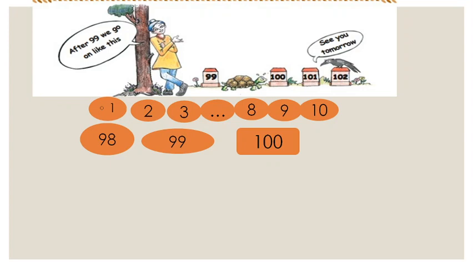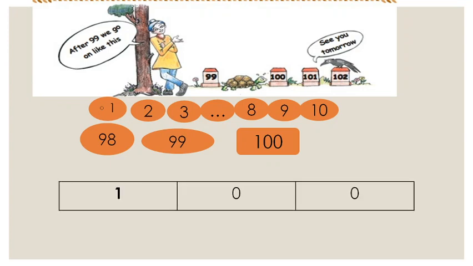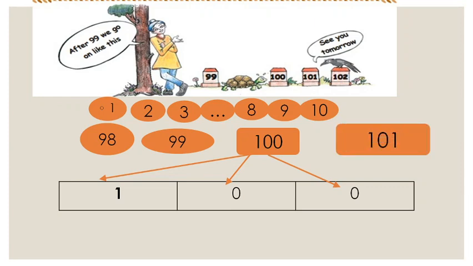Let's find out which digits are there in this number. First one is 1, second one is 0, third one is also 0. So these 3 digits make the number 100. Let's take another example. After 100, the next number will be 101. This also has 3 digits. First one is 1, second one is 0 and third one is again 1. We had already discussed 3-digit numbers in a video. You can watch it also.